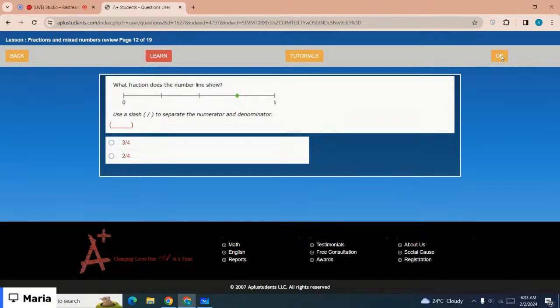What fraction does the number line show? Which is the correct option? Yes, that is 3 out of 4. Option number 1 is the correct option.